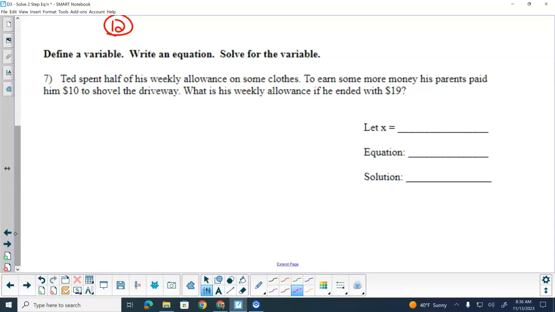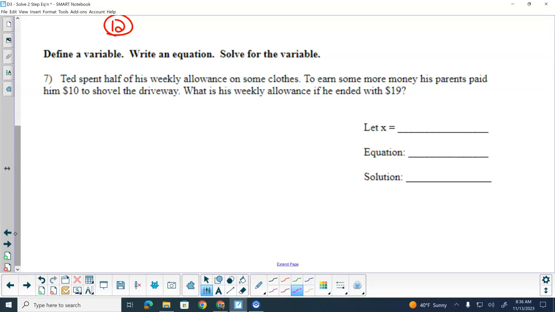Ted, what's the first thing we got to do in a word problem? Read it. We got to read it. Okay? So Ted spent half his weekly allowance on some clothes. To earn some more money, his parents paid him $10 to shovel the driveway. What is his weekly allowance if he ended the day with $19 in his pocket?